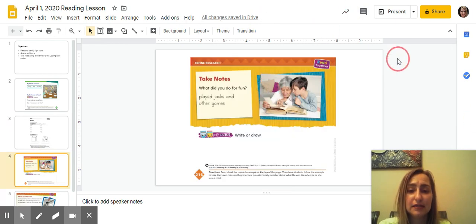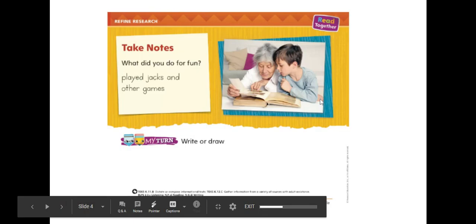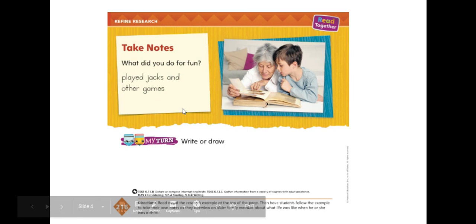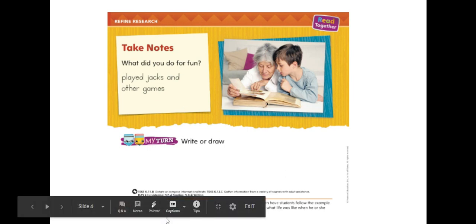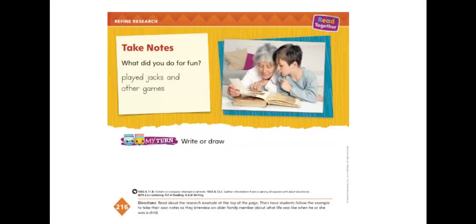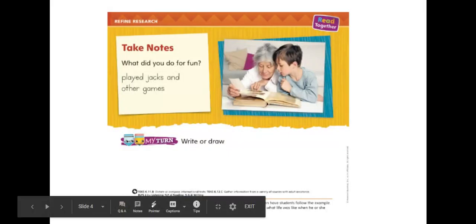So for our next assignment, now you're going to be looking at your workbook, and it's going to be on page 216. Remember, yesterday you worked on your research project where you're going to be talking to a family member so you can find out how they used to play when they were little. Now that you already have the person you interviewed, this is where you're going to practice writing your notes or drawing your notes of the questions you're going to ask them.